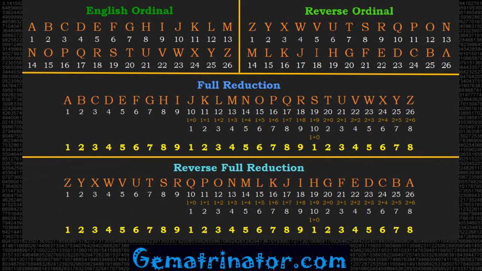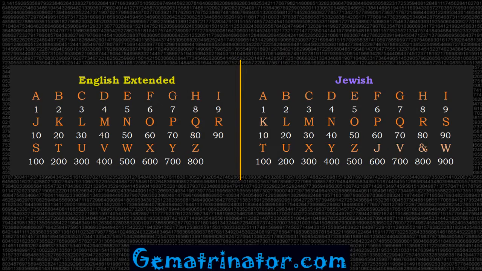The four base methods you're looking at on the screen, we call this language Gematria, the practice of coding numbers into words. And it's a very simple practice, beginning with the alphabetic order in the top left. Each letter is numbered 1 through 26 relative to its position in the alphabet. The reduction methods then take every double-digit number and reduce them to a single digit using the rules of numerology. Both methods have complementary ciphers called reverse ordinal and reverse full reduction. We'll also lightly touch on these big number ciphers, English extended and Jewish or Latin gematria, as you see here.